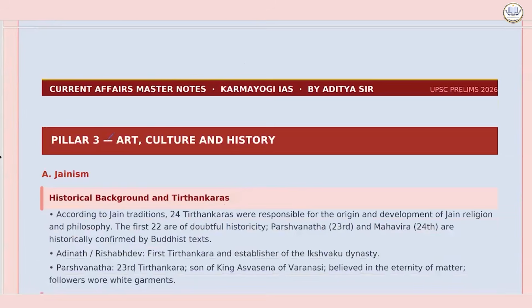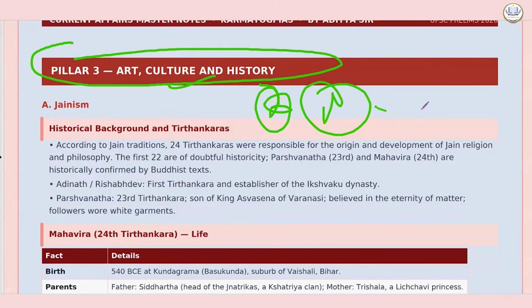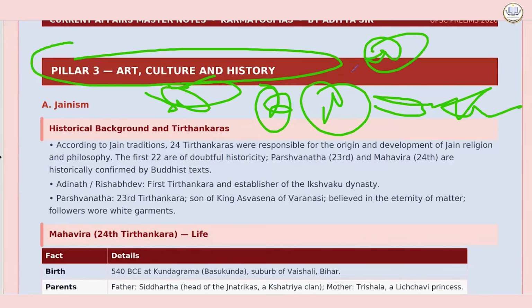Okay. Now let's come to the third pillar, which is art and culture and history. So let's discuss quickly the important things. Jainism. The basic ideology is that in everything there is a soul, living or non-living. Jiva is present everywhere. According to Jain tradition, we have 24 Tirthankaras, who were responsible for the origin and development of Jain religion and philosophy. About the first 22 we don't know much, but we know about Parshvanatha, the 23rd, who was born in Kashi, and Mahavira.